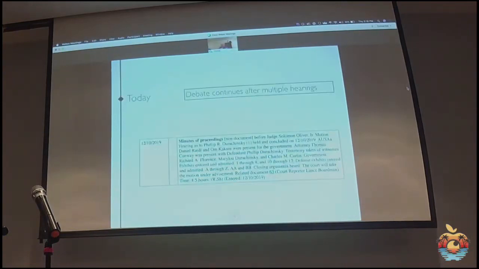So if we fast forward to today, this trial is still going on, the debate is still continuing after multiple hearings, and there still has not been a decision reached on whether that evidence will be suppressed or not. So keeping an eye on this case and hoping for the best, hoping that I didn't screw it up for the defense or for the prosecution.